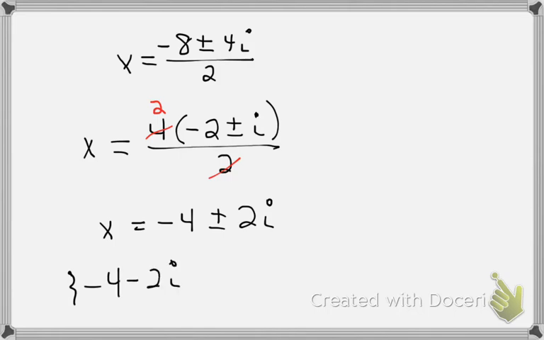Negative 4 minus 2i, negative 4 plus 2i. Again, same thing we got when we did completing the square. Are my answers real? No, these are not real. They're all complex, but not all are real. And then not all real are rational. So it's a bubble within a bubble within a bubble.